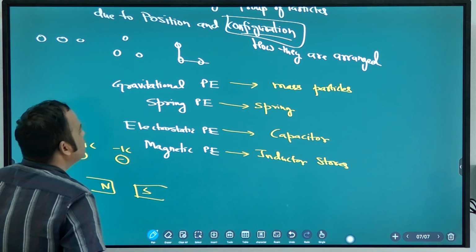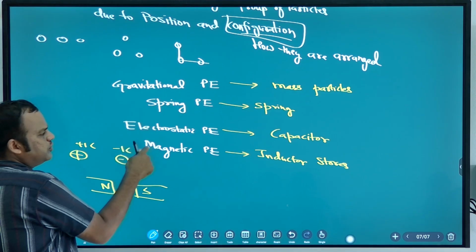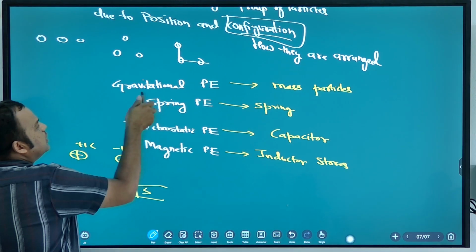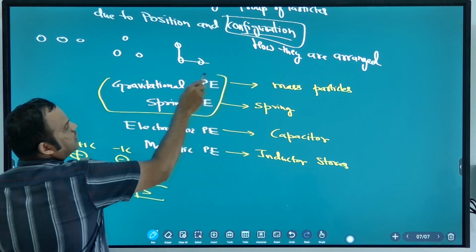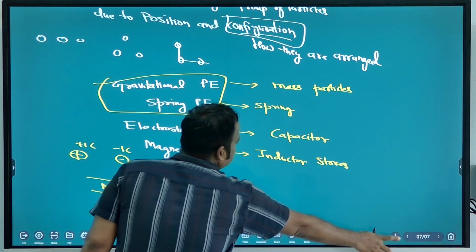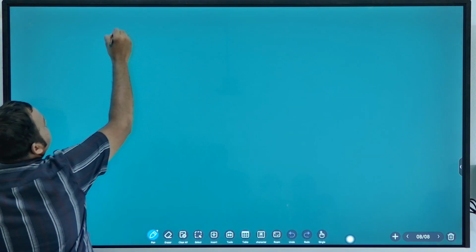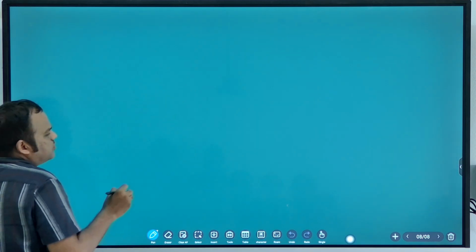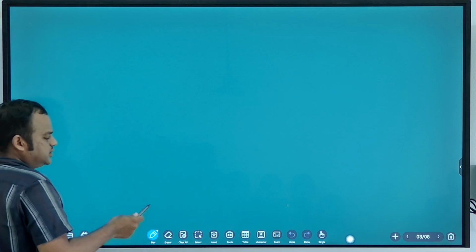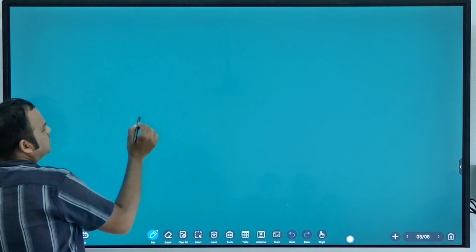Okay, clear? So in the work power energy chapter, we are not doing electrostatic, we are not doing magnetism. In work power energy, what energy are we going to learn? These two: gravitational and spring potential energy. Okay, so note down. Let's discuss the formula first. Before the formula, you understand this. Let's take a very easy example.